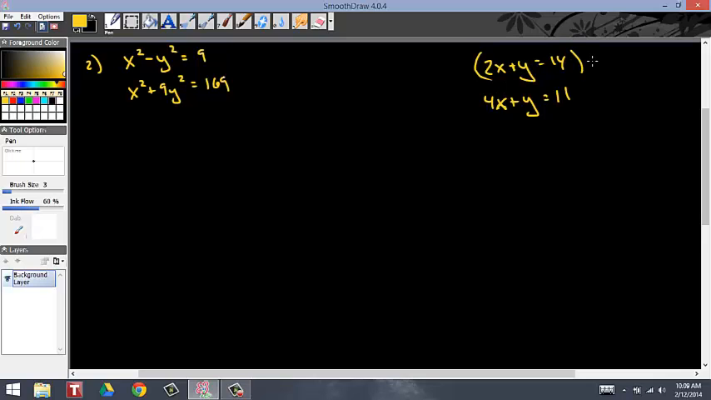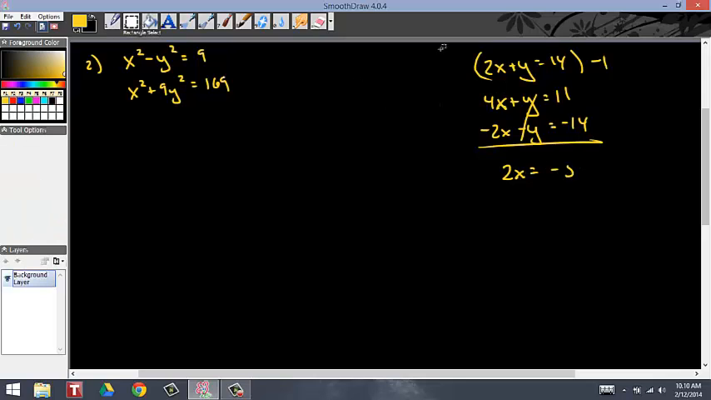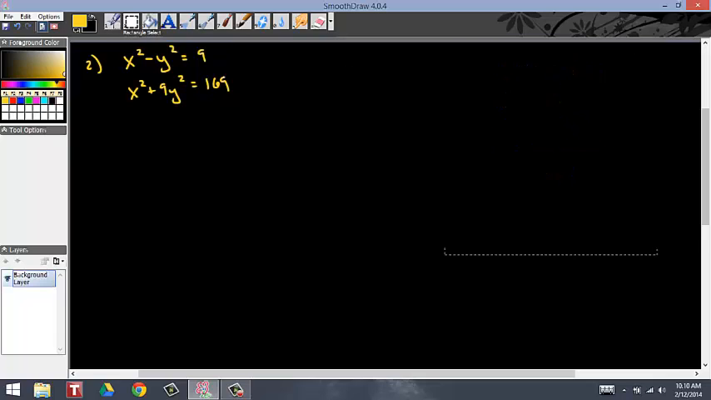to get there? Well, remember how we would multiply this by negative 1 to get negative 2x minus y equals negative 14. That way the y's could cancel out. I ended up with 2x equals like negative 3, blah, blah, blah. Number 2 is almost the exact same type of problem, except now we're dealing with squares.